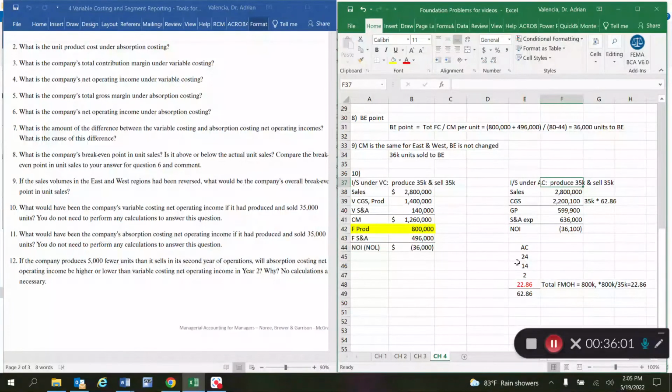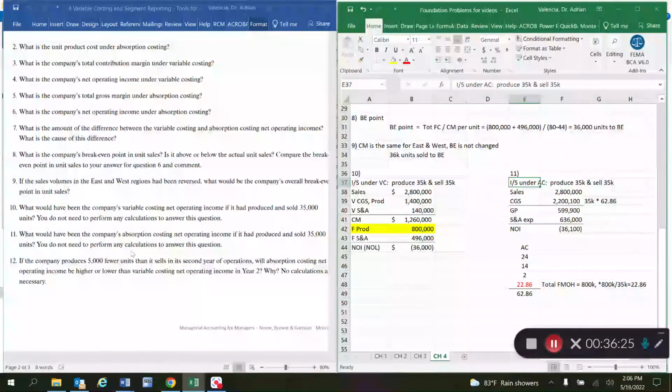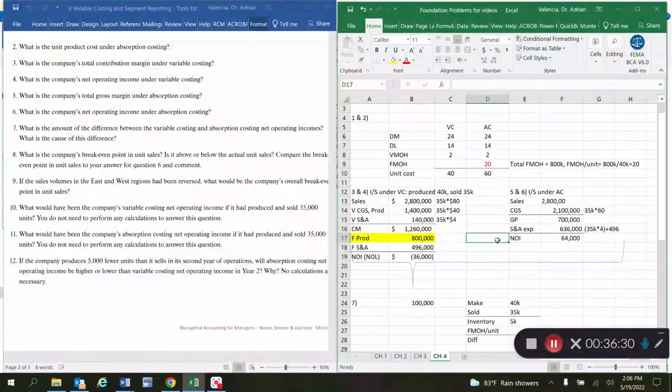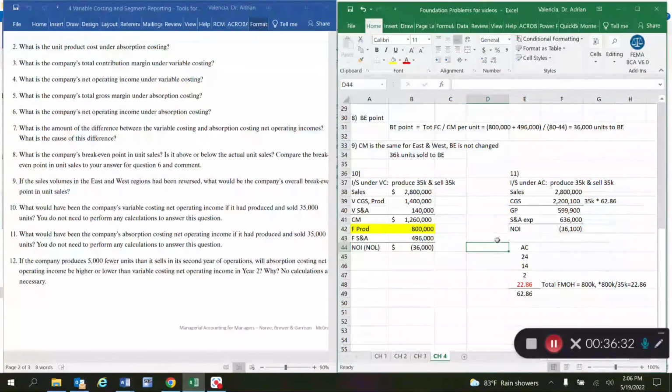Okay, so that was question number 10. Let's go ahead and look at, oh, you know what? We did questions 10 and 11 right there. This would have been 11 because they're asking what would have been the company's absorption costing income statement if it had produced and sold 35,000 units. And the reason they say here you do not need to perform any computations is because after you understand this, you realize that, hey, whatever income it was under variable costing, if I'm producing and selling the same stuff, that income will still be the same for absorption costing.